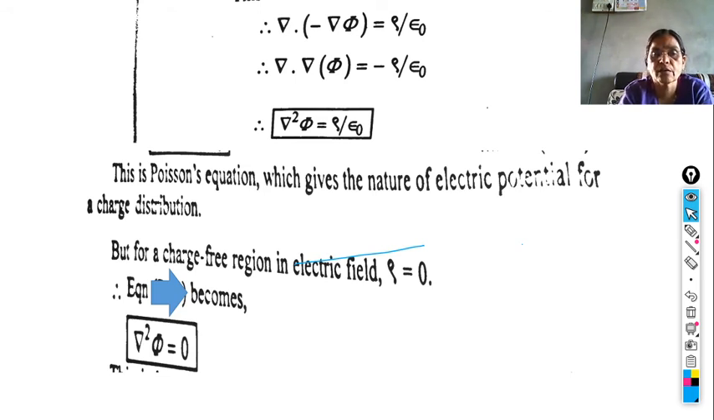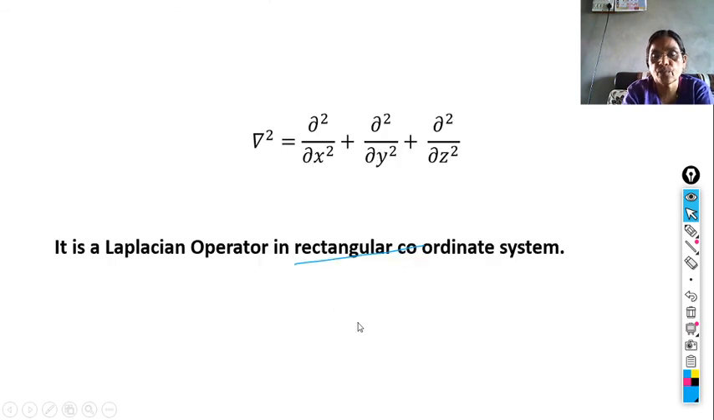Now we consider another situation, a charge-free region in an electric field, rho equal to 0. By substituting rho equal to 0 in this equation, it takes the form del square phi equal to 0, because on the RHS rho is in the numerator and equals 0, so the total RHS becomes 0. Hence del square phi is equal to 0, which is Laplace's equation.